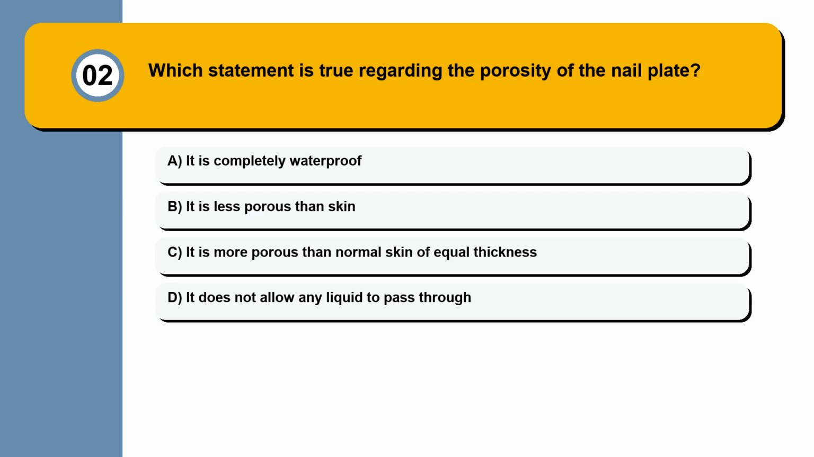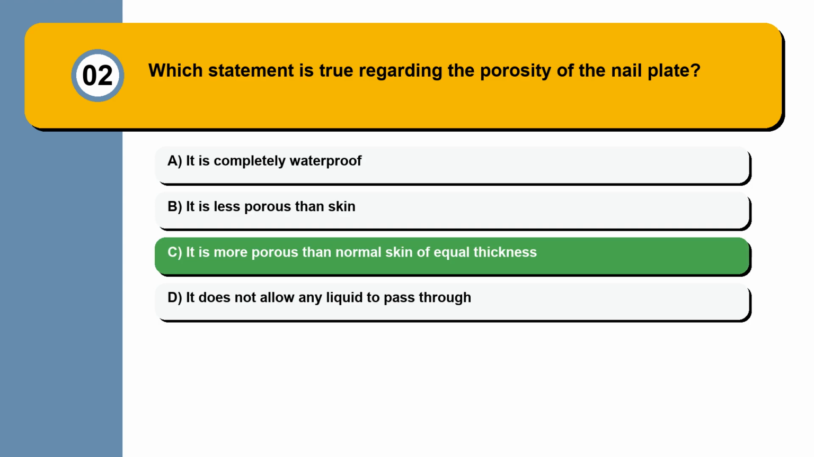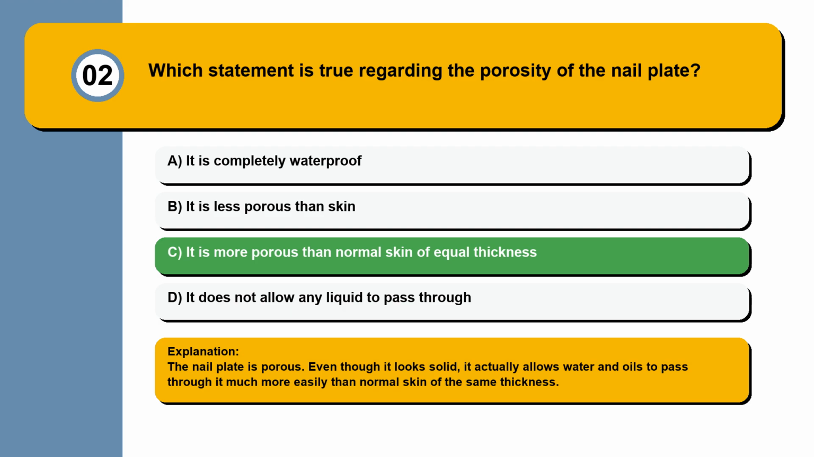Question 2. Which statement is true regarding the porosity of the nail plate? It is completely waterproof. It is less porous than skin. It is more porous than normal skin of equal thickness. It does not allow any liquid to pass through. The nail plate is porous. Even though it looks solid, it actually allows water and oils to pass through it much more easily than normal skin of the same thickness.